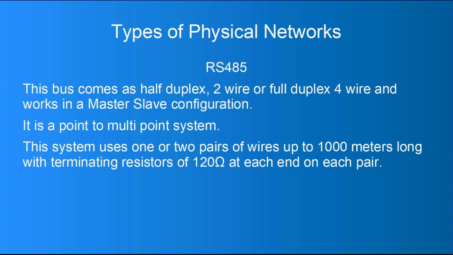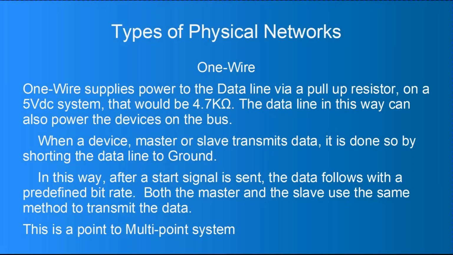The RS-485 protocol is specified to run up to 1,000 meters, which is handy for factories, and it uses a pair of terminating resistors on each pair, one at each end, of 120 ohms. In our one wire, we use a 4.7k ohm resistor connected between the 5V DC system and the data line. Now this will supply a small amount of power onto the data bus, and so devices such as the DS18B20 temperature sensor can use this to power the sensor.